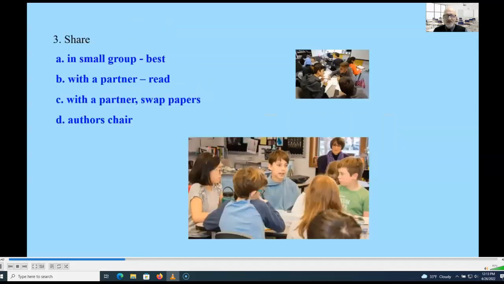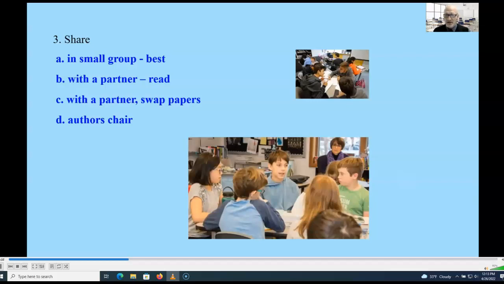And then I ask them to share in a small group. This is best, where they're in groups of 3 to 5, they read their paper out loud. Others respond to it: I like this idea. Tell me more about that. Oh, yes, I did that. I was thinking about this. That's part of developing an audience.